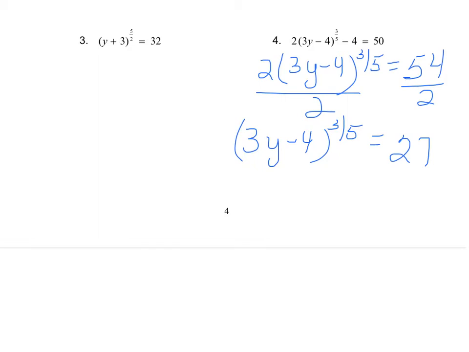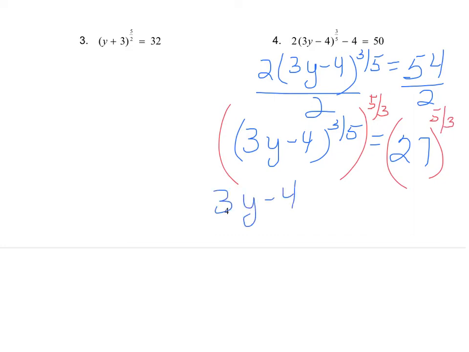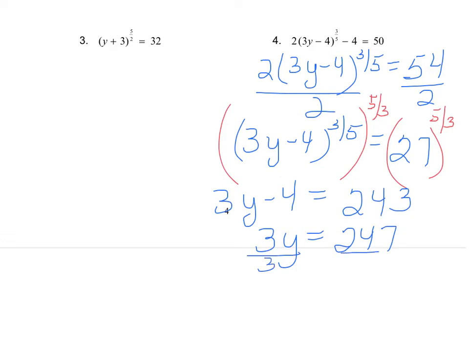So we're going to raise it to the reciprocal power, which is 5/3. And whatever we do to one side of an equation, we have to do to the other. On the left, we're going to end up with 3y minus 4. On the right, 27, caret 5 divided by 3, close the parentheses, enter, you get 243. I still don't have y by itself, so I'm going to add 4 to both sides. We're going to get 3y equals 247. We're going to divide each side by 3.